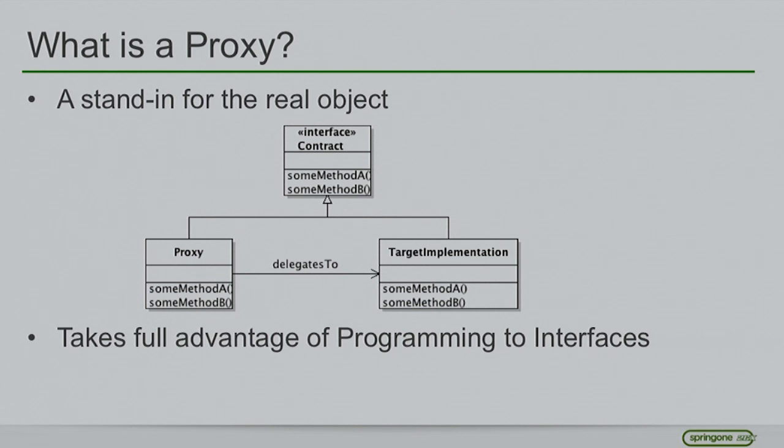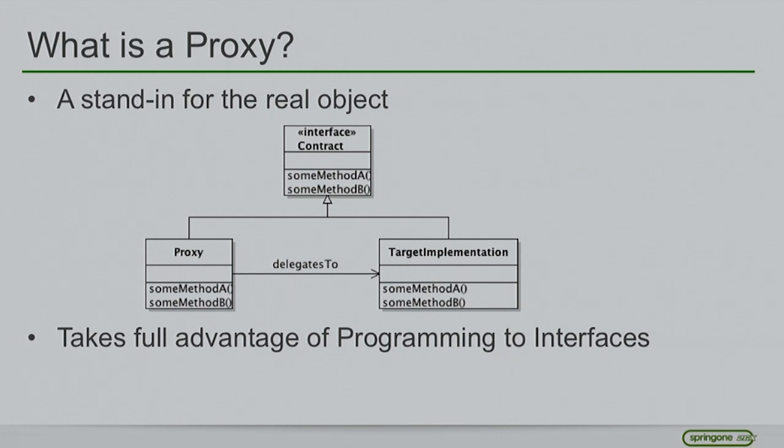Proxy power. This is an important one. This is one of the ones I was hoping to spend a little more time on. This is a big topic, but basically the idea of proxies is this. A proxy is a stand-in for an actual object implementation. A really simple way to look at that is we have a contract that's defined by an interface. I have an actual implementation that implements the interface, and I have a proxy that also implements the interface and delegates to the target object.